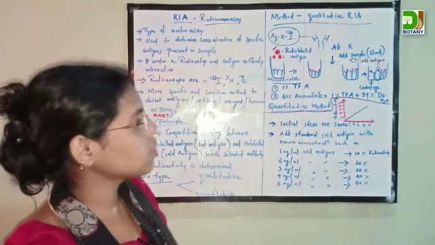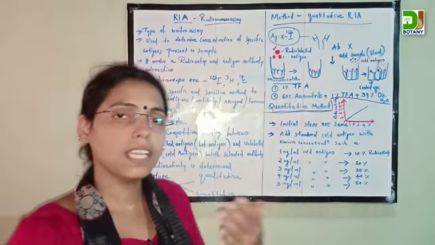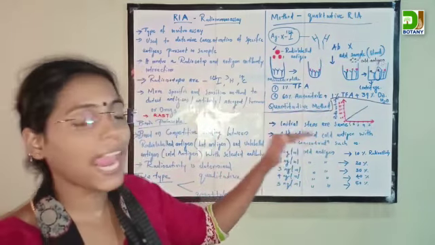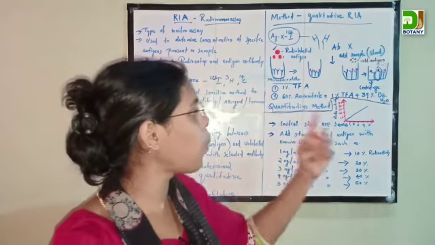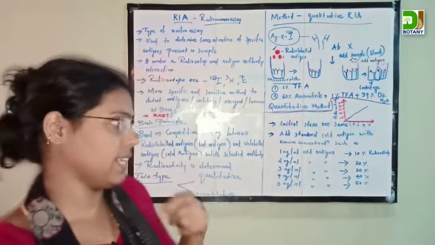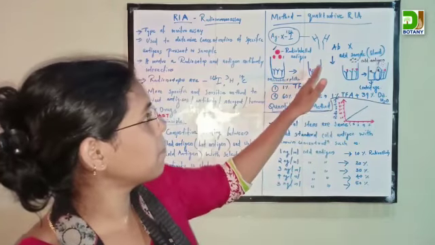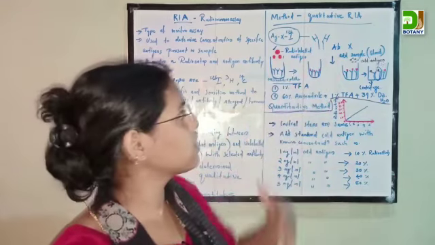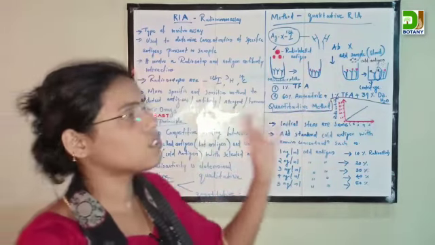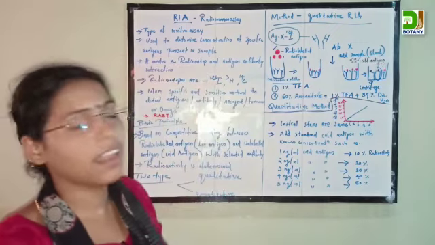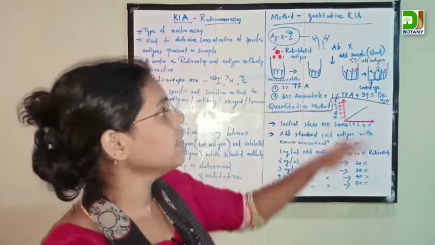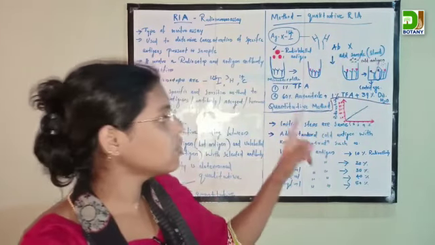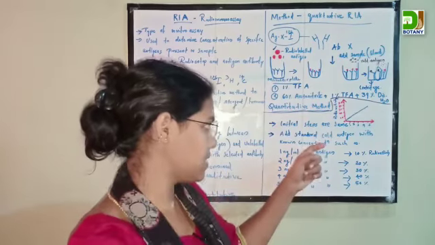The second type is the quantitative method. The quantitative method is almost similar to the qualitative method, but the major difference is that we add a standard of cold antigens with known concentrations. The first step is exactly similar to the qualitative method. We add radioactive antigens to the antibody, which forms antigen-antibody complexes, then unbound antigens are washed out. Then to this complex we add standard cold antigen with known concentrations.